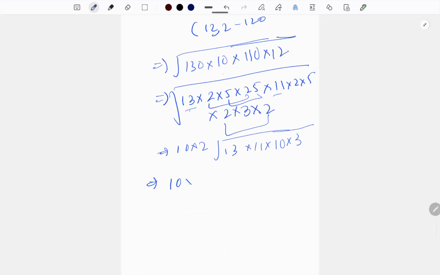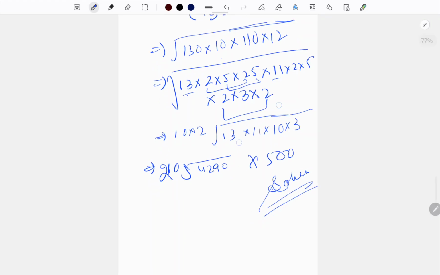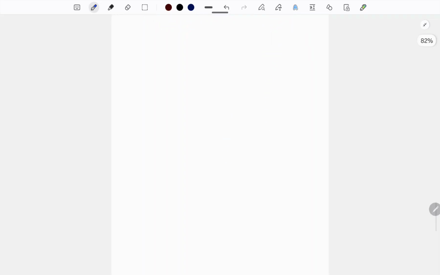So 10 and 20 root 39, so this will come as 4290 as the area, and now we will multiply it by 5,000 and you solve, you will get the answer. Now moving to the next question.